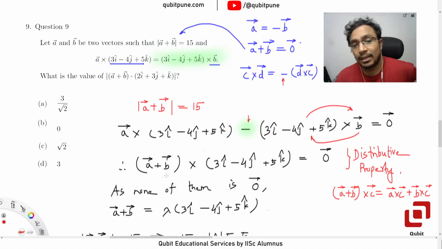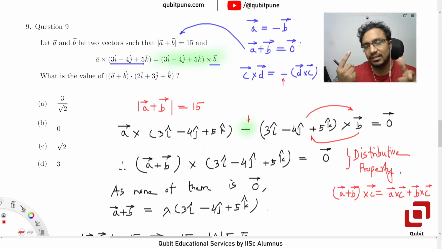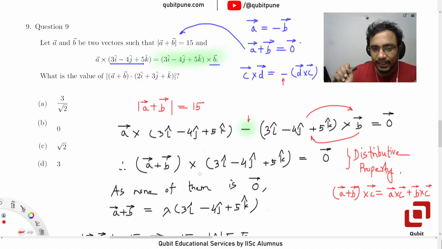Now see, for a cross product to be zero there are only three possibilities. Possibility one, the first vector is a null vector. Possibility two, the second vector is a null vector. And possibility three, they are collinear. Now because the magnitude of a bar plus b bar is not zero, and you can clearly see that the other vector's magnitude is also not zero because it has a non-zero i component. So because none of them are null vectors, the vectors must be collinear.